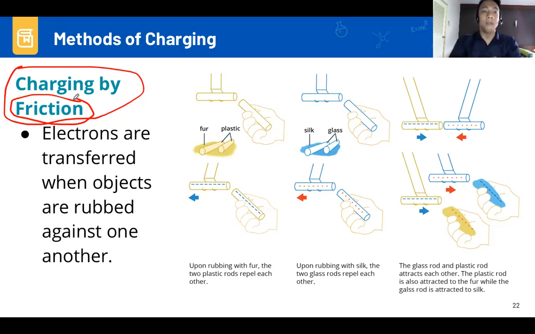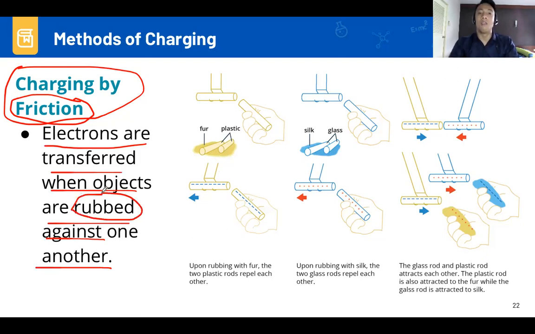So, we have the charging by friction. Electrons are transferred when objects are rubbed against one another. Okay? So, kapag friction, nag-rub lang tayo or kinikiskis mo lang na ganyan. So, ang natatransfer is always electrons. Why ang electrons ang palaging natatransfer? Kasi siya lang yung nasa orbit. Tama? Kasi hindi mo pwedeng galawin yung nasa nucleus. Magagalaw lang siya if merong imbalance.